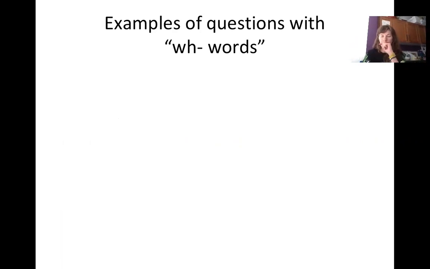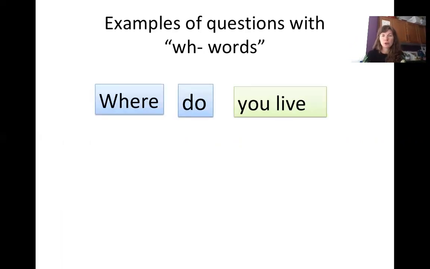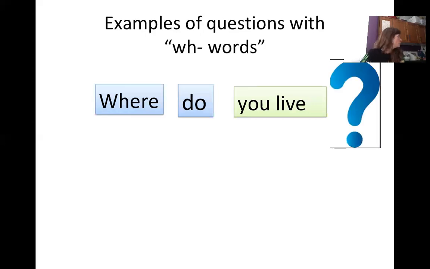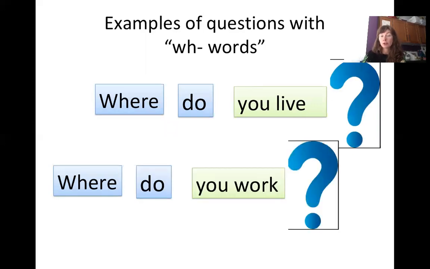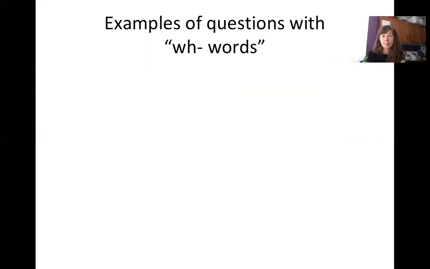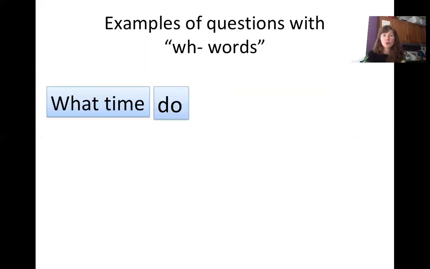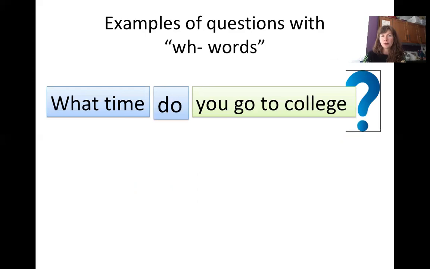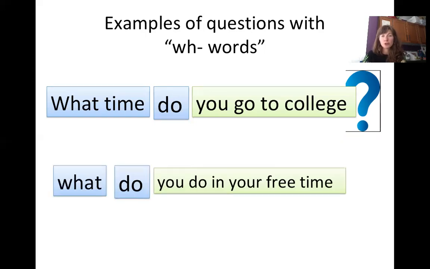Okay, let's have a look. Where do you live? Where do you work? What time do you go to college? Remember to put that "do" there. The "do" is really, really important. What do you do in your free time?